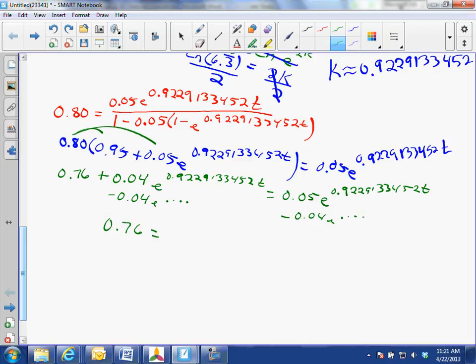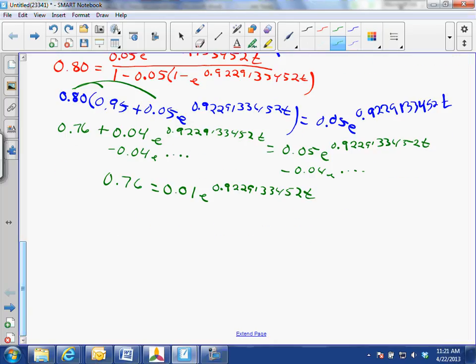So then we have 0.01 e to the big one thing. All right. Now what do we do? Trying to get e by itself. So then we have, so just have this 76. That's what I've got. Okay.